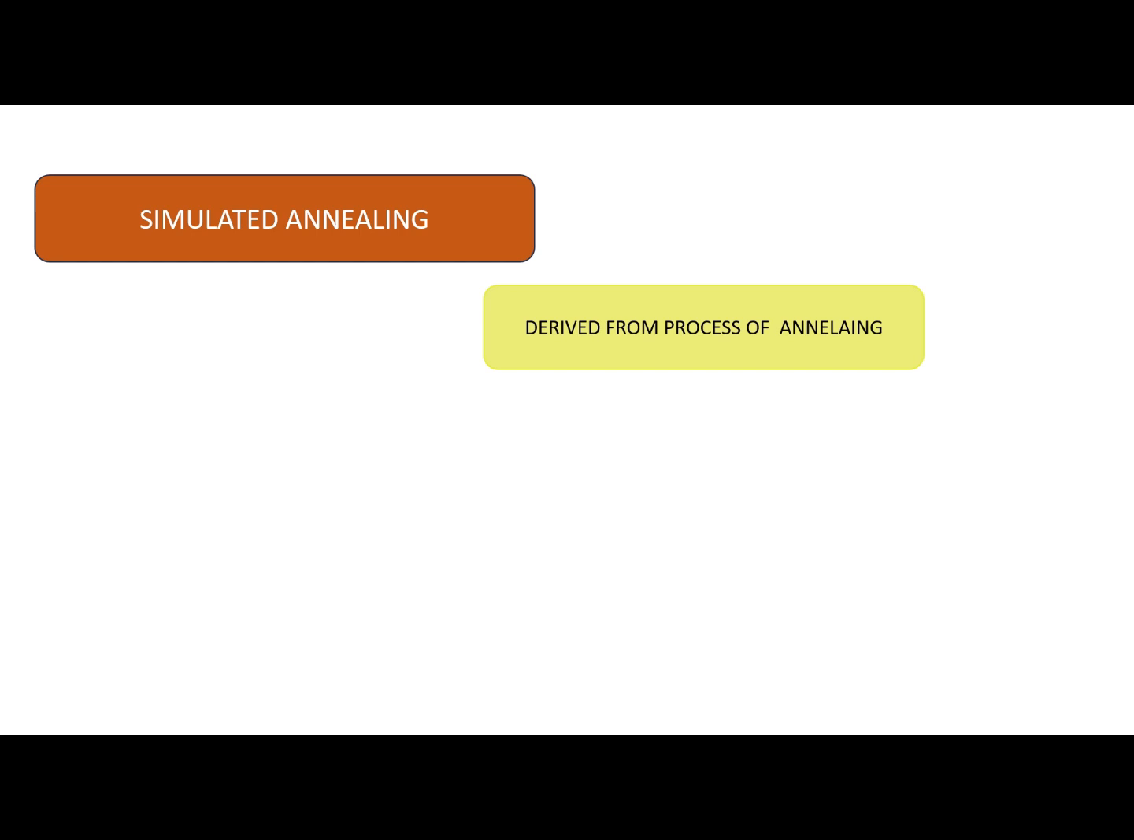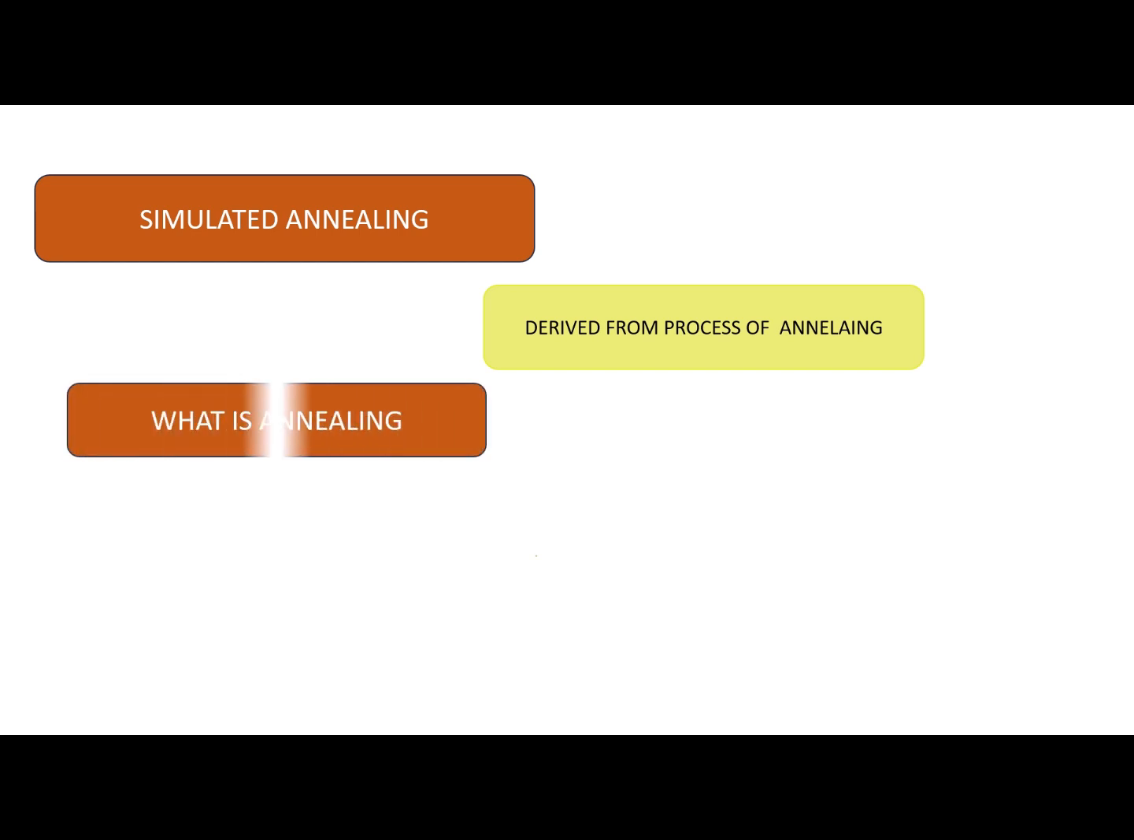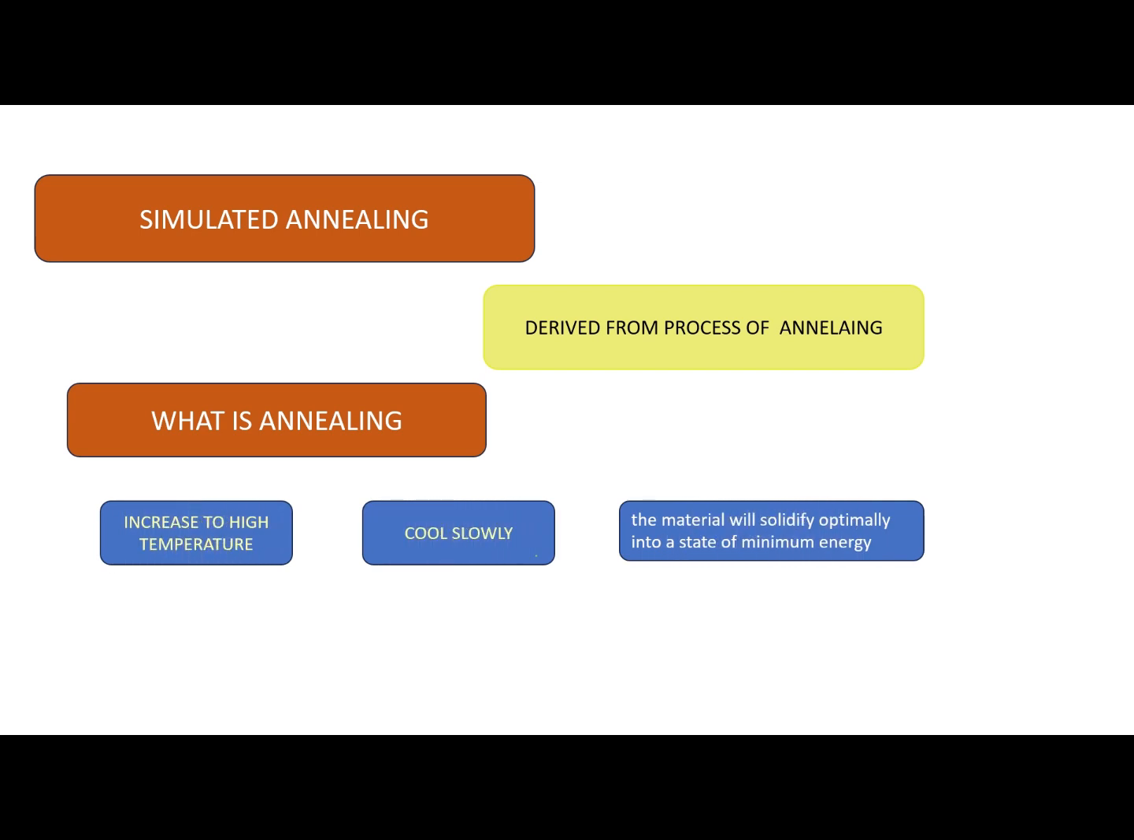How to overcome this? Simulated annealing is one method in which this can be overcome. This simulated annealing is derived from the process of annealing. Okay. So what is annealing? You go to a very high temperature, you cool it slowly, and when you do this, the material will solidify optimally into a state of minimum energy. This annealing process is used in many metallurgical processes. Simulated annealing has taken its idea from the process of annealing.